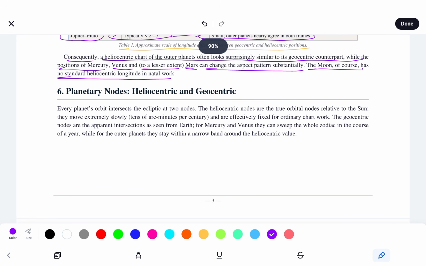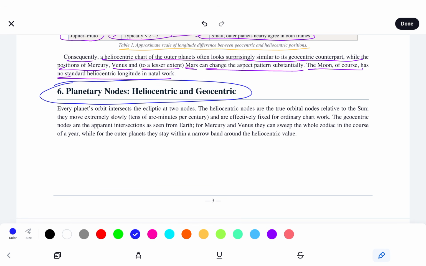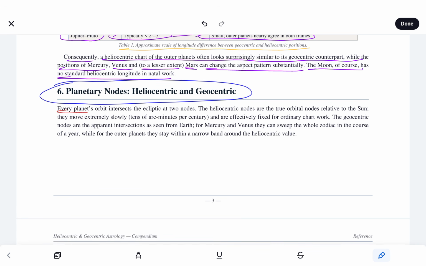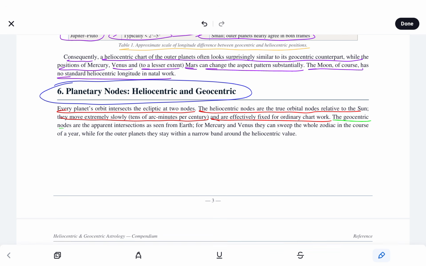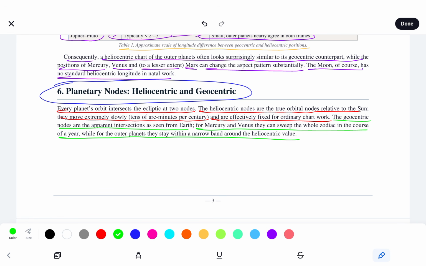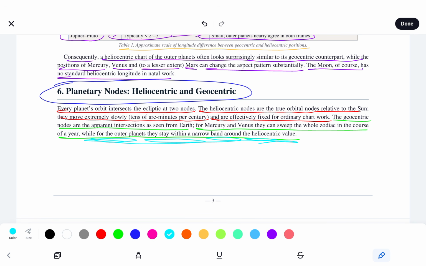Alright, let's look at the planetary nodes, helio and geo. Every planet's orbit intersects the ecliptic at two nodes. The helio nodes are the true orbital nodes relative to the Sun. They move extremely slowly, tens of arc minutes per century, and are effectively fixed for ordinary chart work. The geo nodes are the apparent intersections as seen from Earth. For Mercury and Venus, they can sweep the whole zodiac in the course of a year, while for the outer planets, they stay within a narrow band around the helio value.